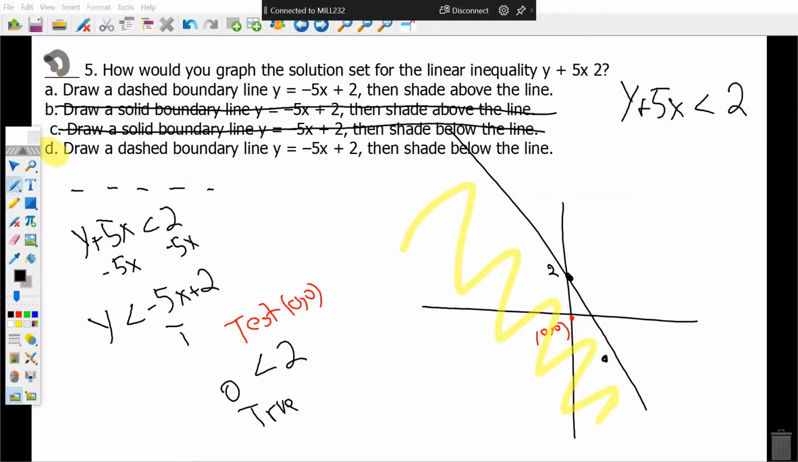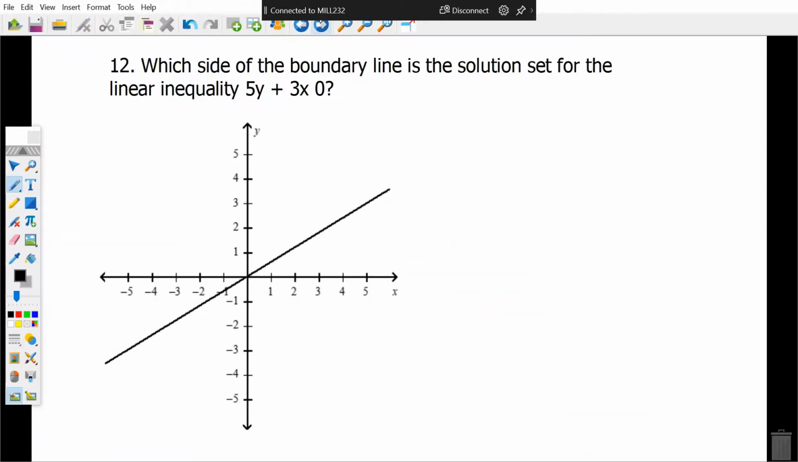Okay. Next. Number 12 here from the review says, oh, I really wish these equations would have shown up. 5y plus 3x is greater than or equal to 0. So it's given us the graph this time, right? It wants to know basically which side should we shade?